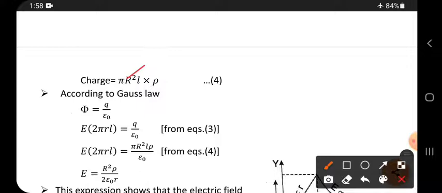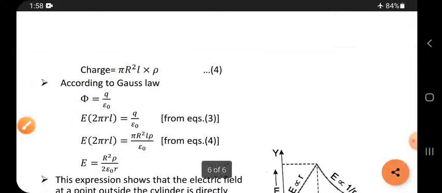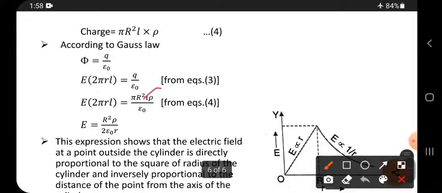Next, according to Gauss law, phi is equal to q by epsilon naught. We already know the phi value we got, that is E into 2 pi r L, and q by epsilon naught. The Q value is already here. Q is pi r square L rho by epsilon naught. Now L and pi get cancelled, the remaining things are all the same. So by keeping E on this side and bringing the remaining things to the other side, we get E as R square rho by 2 epsilon naught into small r.